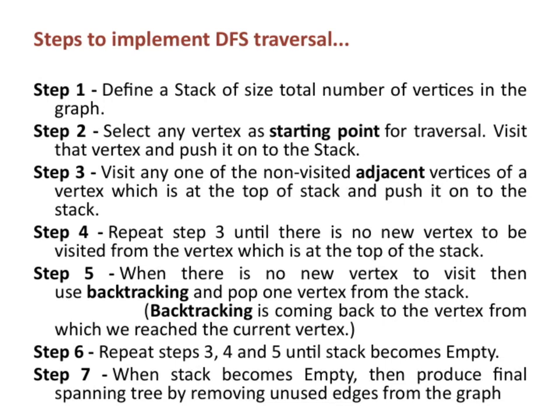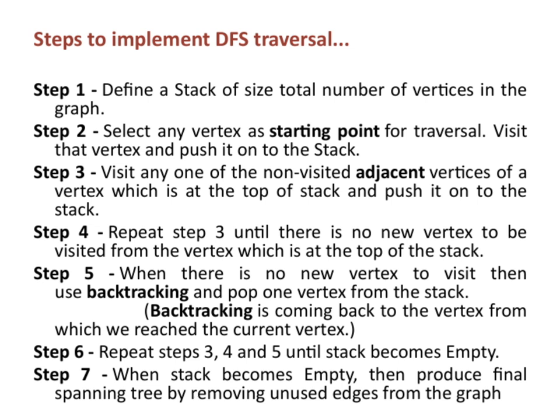Let's walk through the steps to implement a depth-first search traversal. First, we start by defining a stack. The size of this stack should be equal to the total number of vertices in the graph, which helps us keep track of our path as we explore. Next, we select any vertex to begin our traversal. We visit this starting point and push it onto the stack. This marks our initial position and sets the stage for exploring further. Then, from the vertex at the top of the stack, we look for any one of its non-visited adjacent vertices. When we find such a vertex, we visit it and push it onto the stack. This process allows us to go deeper into the graph, exploring new nodes along the way.